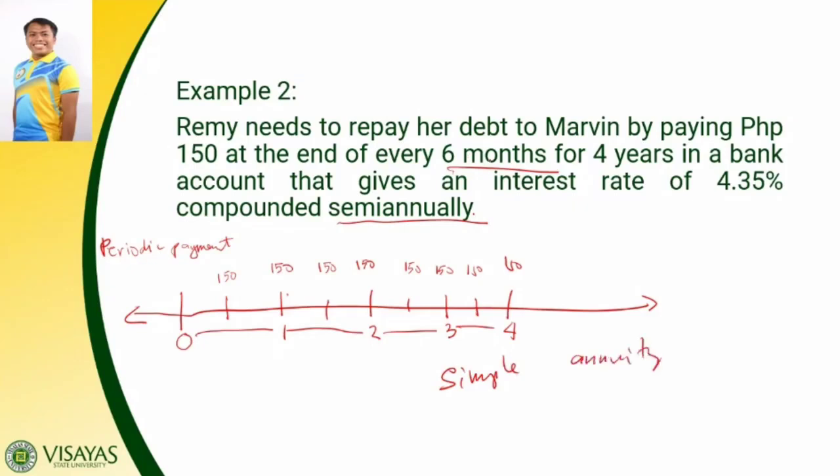So he pays every 6 months, and the interest period is compounded semi-annually. Right? For problems like this, there are 3 types of simple annuities.